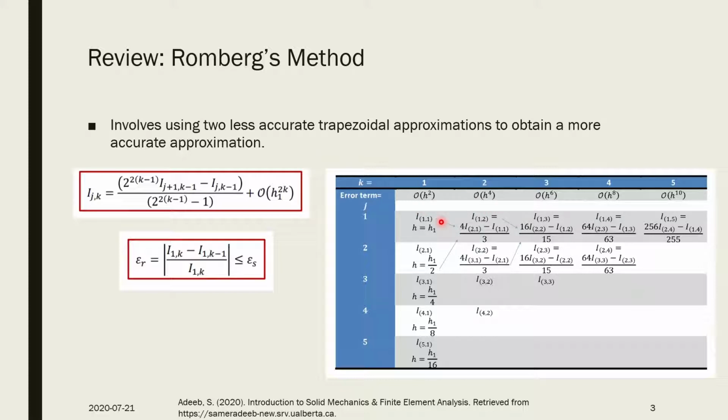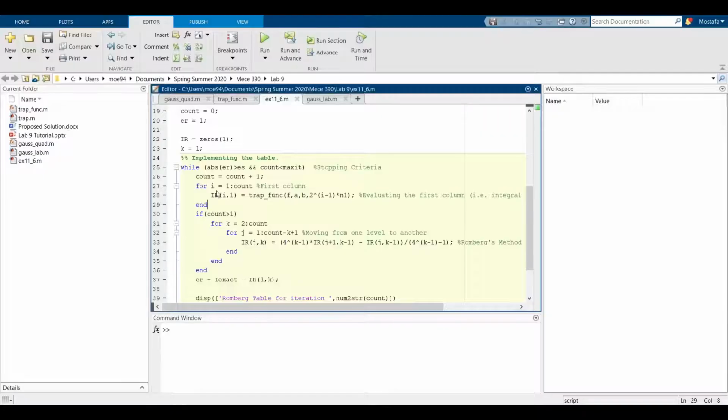So we're simply using the two approximations to end up with a better approximation, and so on. We're using the two approximations to move on to a higher, highly accurate approximation. And this is how we apply Romberg's method.